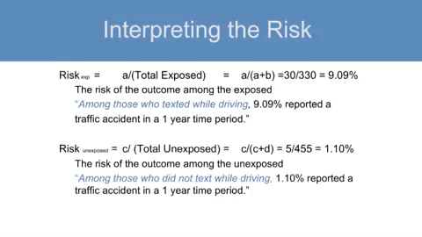Interpreting the risk for exposed and the risk for the unexposed in the texting while driving example looks like this. Among those who texted while driving, 9.09% reported a traffic accident in a one-year time period. And among those who did not text while driving, 1.10% reported a traffic accident in a one-year time period. So you can see traffic accidents were more common among those that texted while driving.